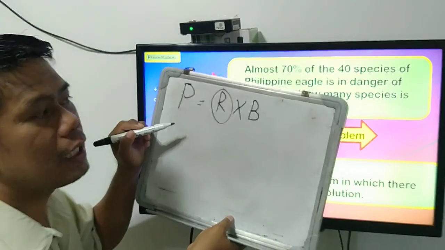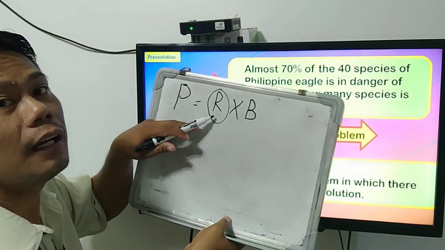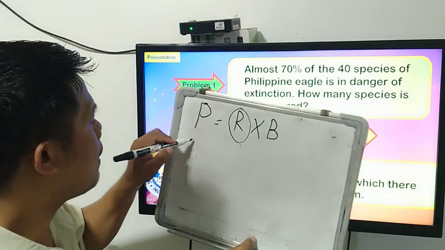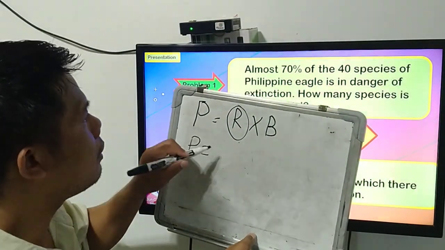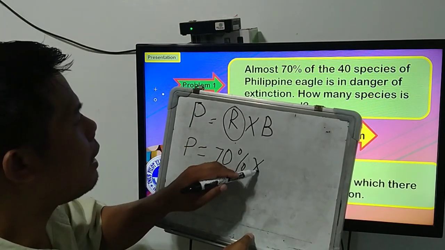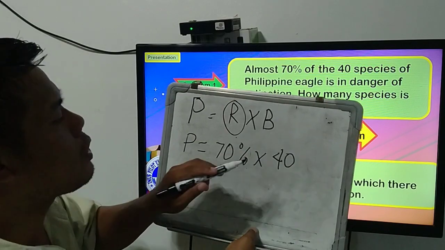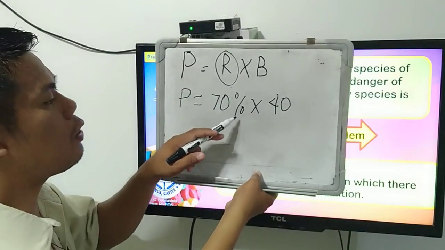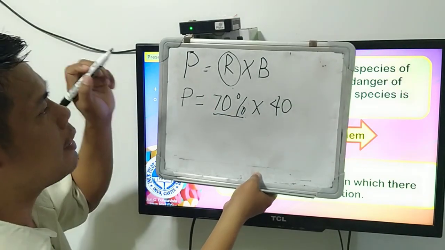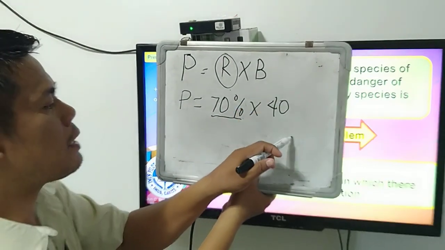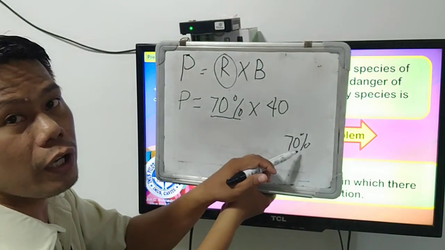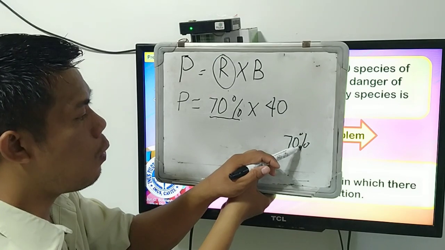Gawin muna natin siyang decimal number before we multiply. So let's have this: P equals 75% times 40. Again, we are going to change this into a decimal number. So, paano yan? Di ba, pag 70%, change to the decimal number, move the decimal points twice to the right. So, we have 1, 2.